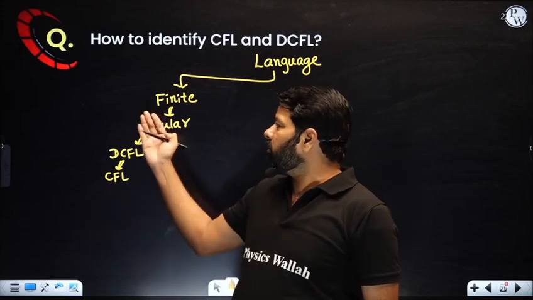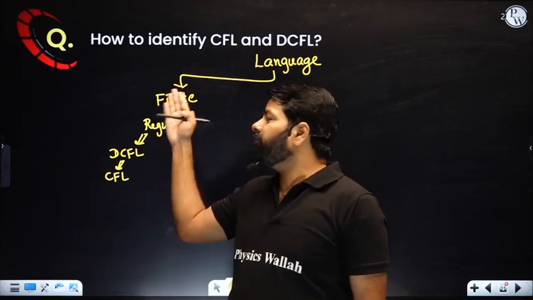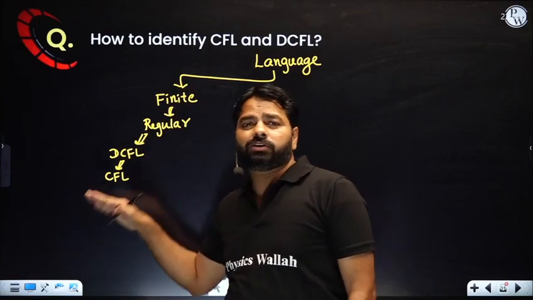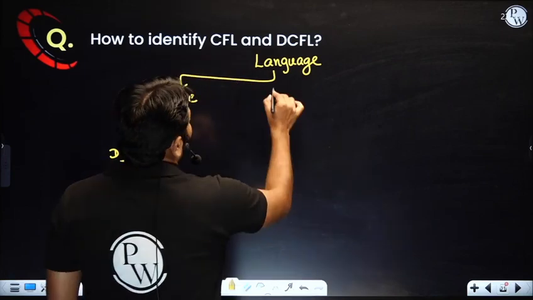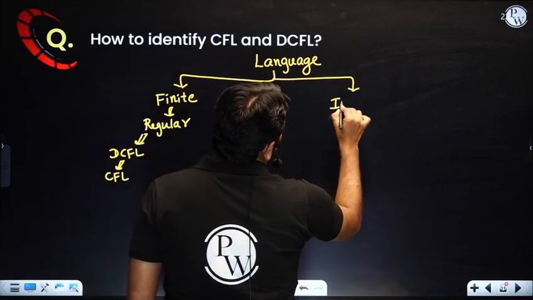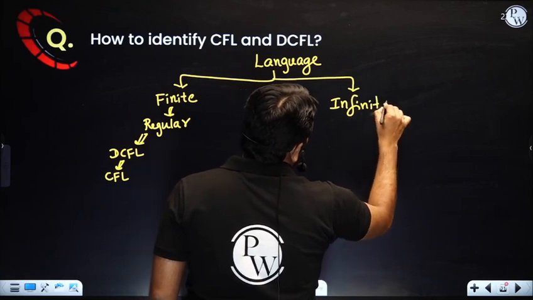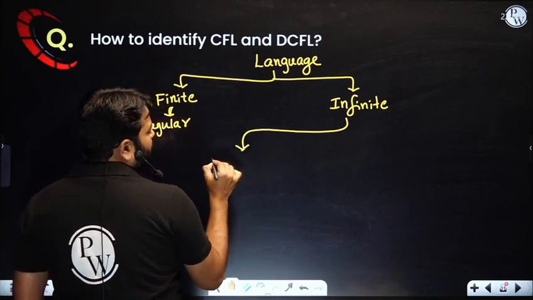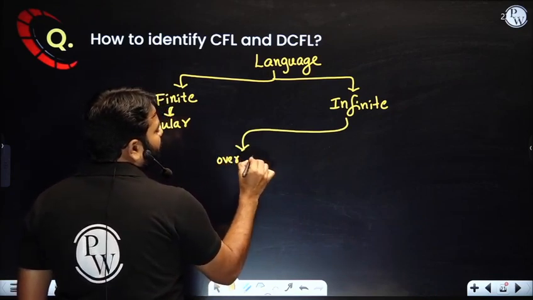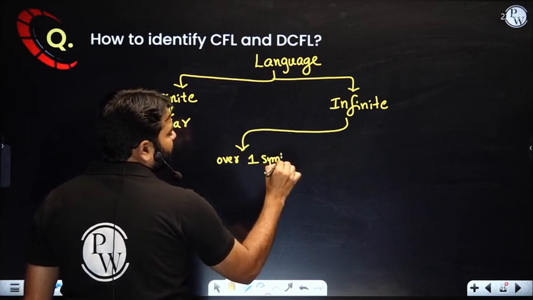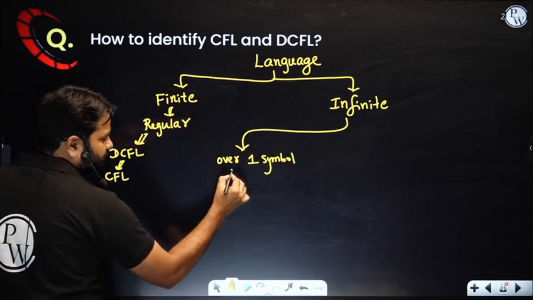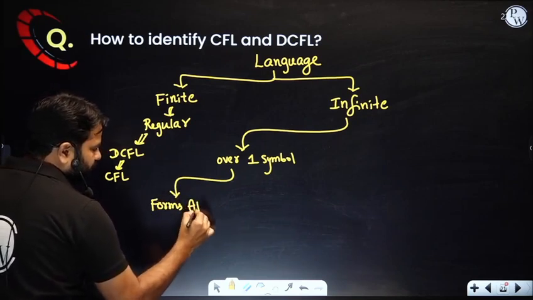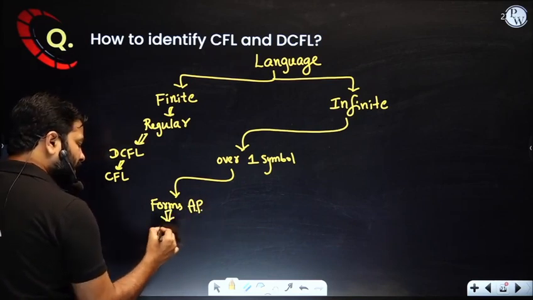But don't use the converse. Every regular you can't say finite. Every DCFL you can't say finite. Every CFL you can't say finite. But you can say every finite is regular, hence DCFL, so CFL, right? Now the other side, you have an infinite language over any sigma. If the language is infinite, we already categorized it in the regular languages, if it is over one symbol, we have seen two cases. One case forms an AP, arithmetic progression, we say directly regular.